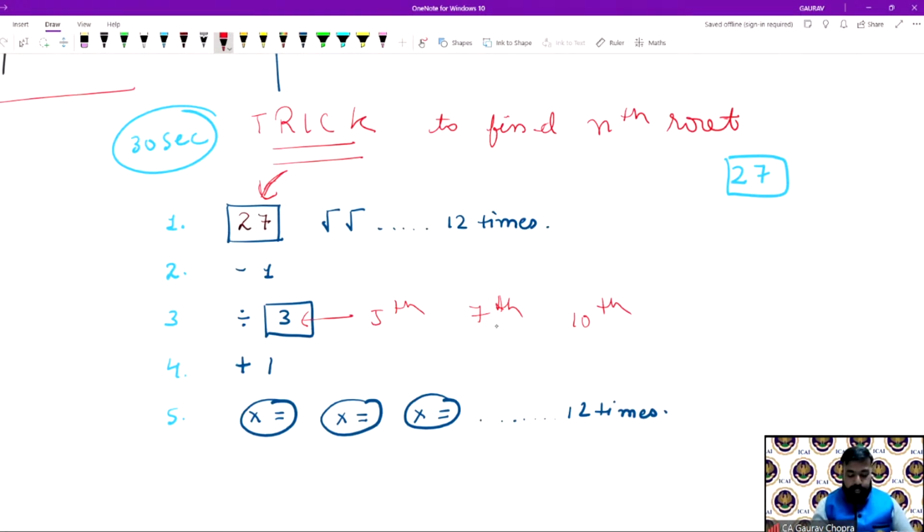So these steps are common for each and every calculation. Just follow these 5 steps and you will always get your answer.